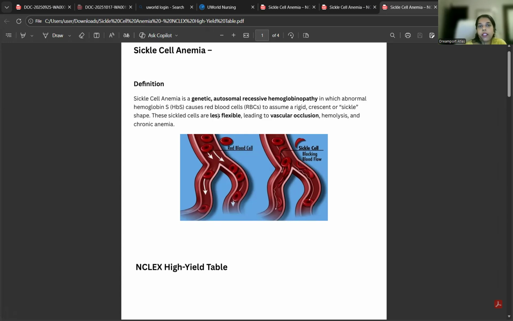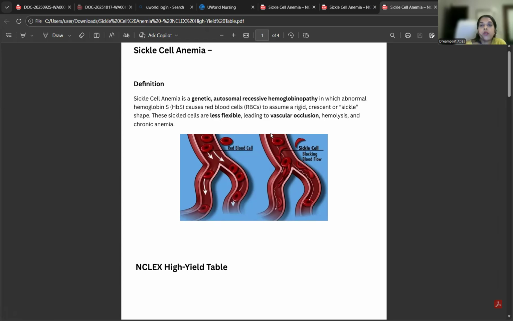These sickle cells are less flexible, and what will happen is it will occlude the blood flow. We know that blood flows through the blood vessel, and usually the RBC is circular in shape. When the RBC turns into a sickle shape, it can cause occlusion of the blood flow through the blood vessel, and that condition is called vascular occlusion.